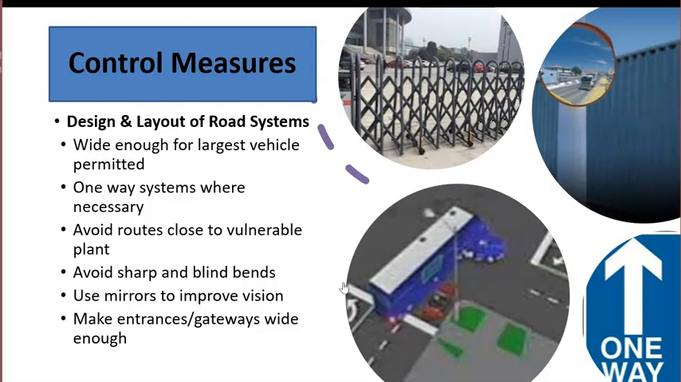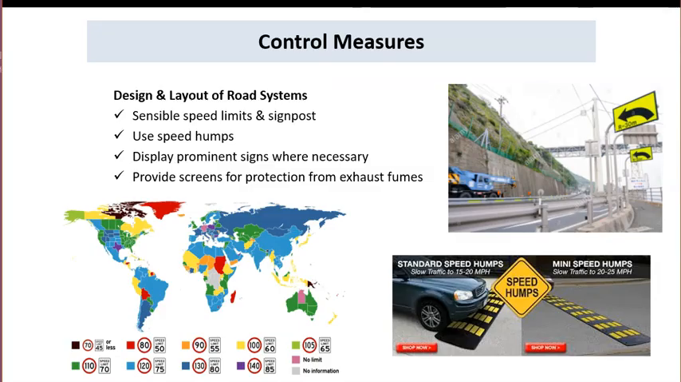Okay, what are the control measures for the transportation hazard? You can see it from the design and layout of the road system at the workplace. Make sure the road is wide enough for the truck to turn. Use a one-way system to go around the plant. Avoid sharp and blind bends. Use mirrors at the corners. And also make sure the entrance is wide enough for the truck to go in and out.